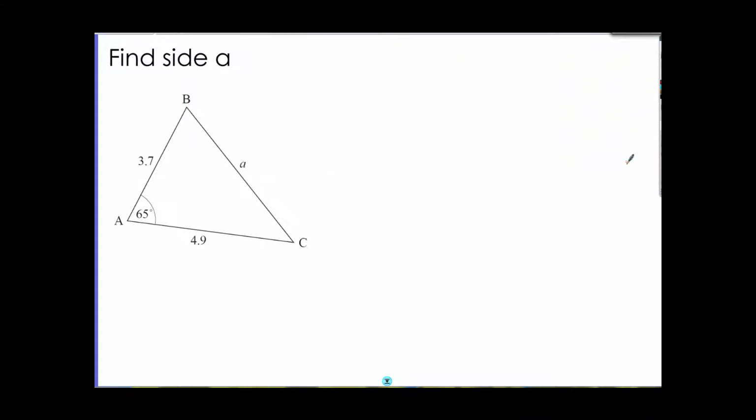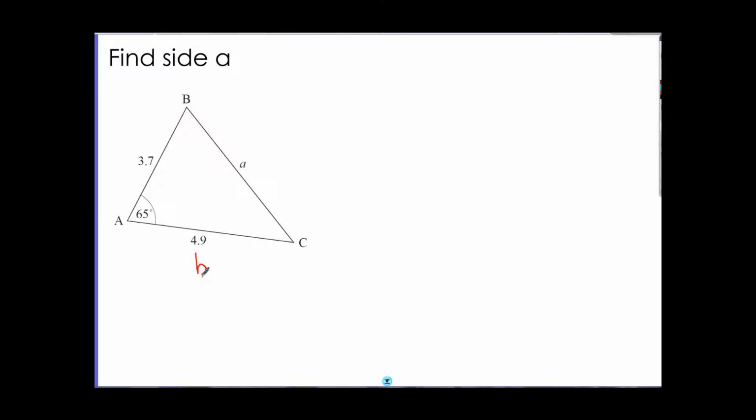So here we have another triangle, and we're asked to find the length of side A. Now it's not a right angled triangle, so we can't use Pythagoras' theorem, and we can't use basic trigonometry either, SOHCAHTOA. But not to worry, we know what to do now.